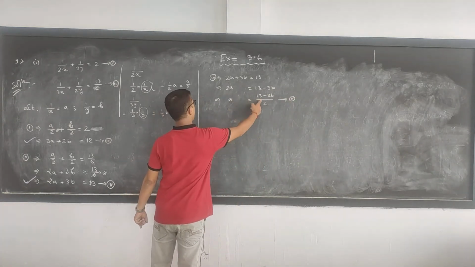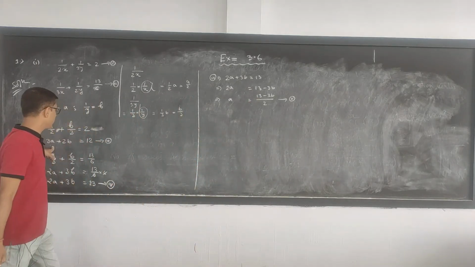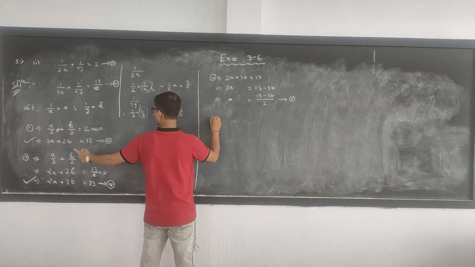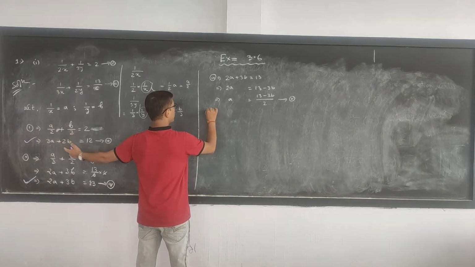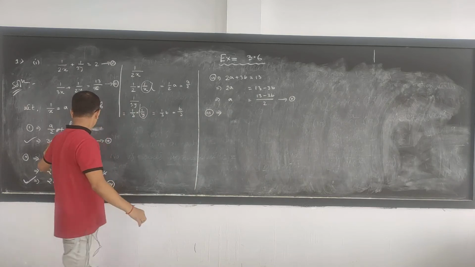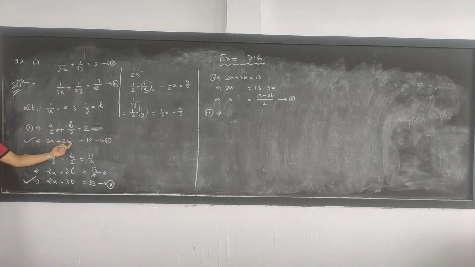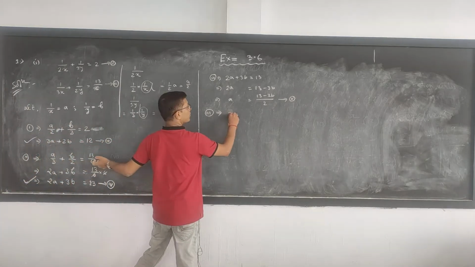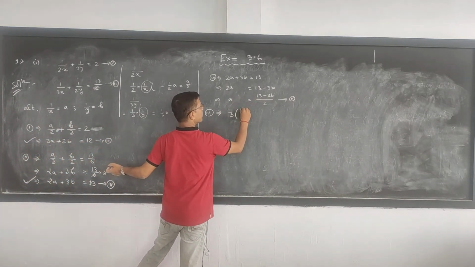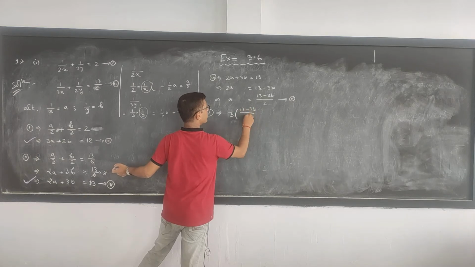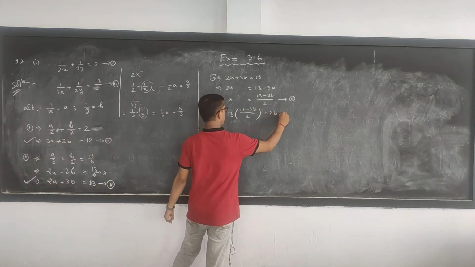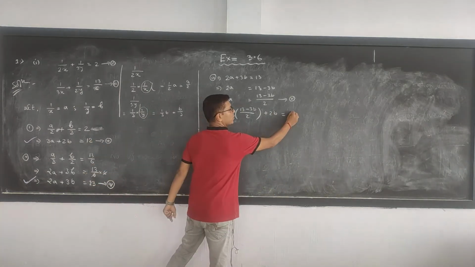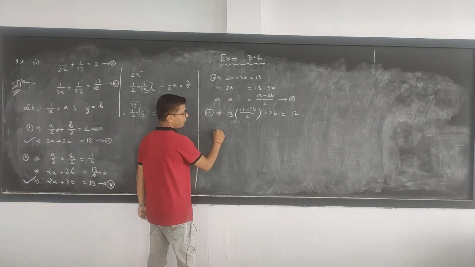Then let us substitute the value of a in equation number 3 so that you can get the value of b. So you can write directly equation 3 implies, what is equation 3? Thrice a plus twice b equals to 12. So thrice a, what is a? We have 13 minus 3b by 2 plus 2b is equals to 12. Clear? Now you multiply.